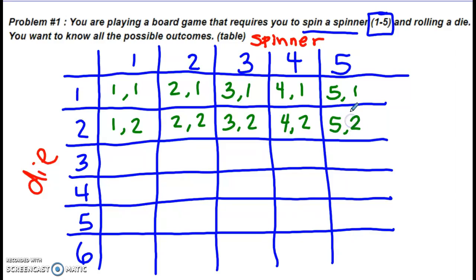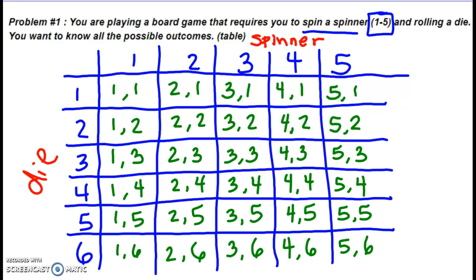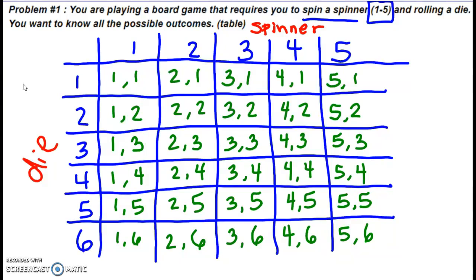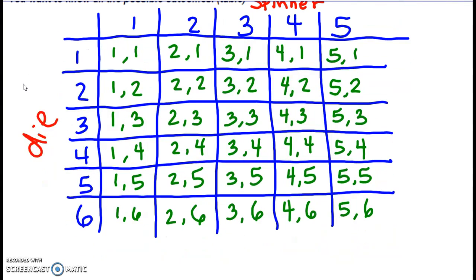So take a minute, fill in the rest of this table, and we'll come back and make sure that we both are on the same page. So hopefully you've finished your table and it looks very similar to mine. You now might be asked a series of questions about a table such as this. And the first question that you'll almost always be asked is, how many different outcomes are there?